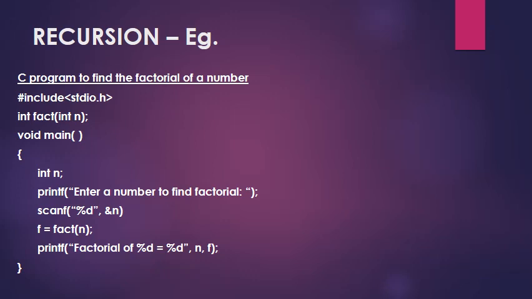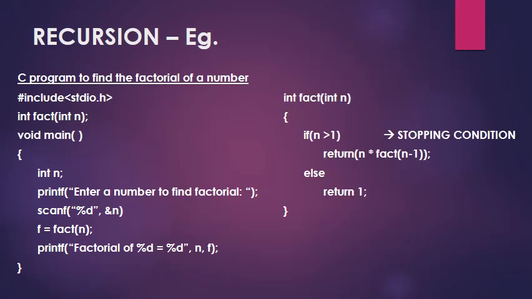You just pass the argument n. When the argument is passed, the function starts working. So this is the function int fact of int n, and here we have the function statement. The function will recursively work, and it will calculate the factorial value, and it will return the value to f, and the value of f will be printed on the screen. Here is the output of the program. Enter a number to find factorial 5. Factorial of 5 is equal to 120.